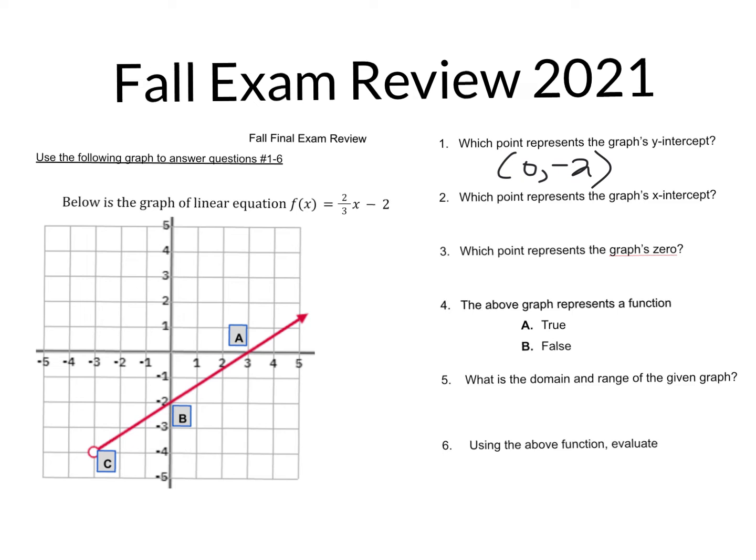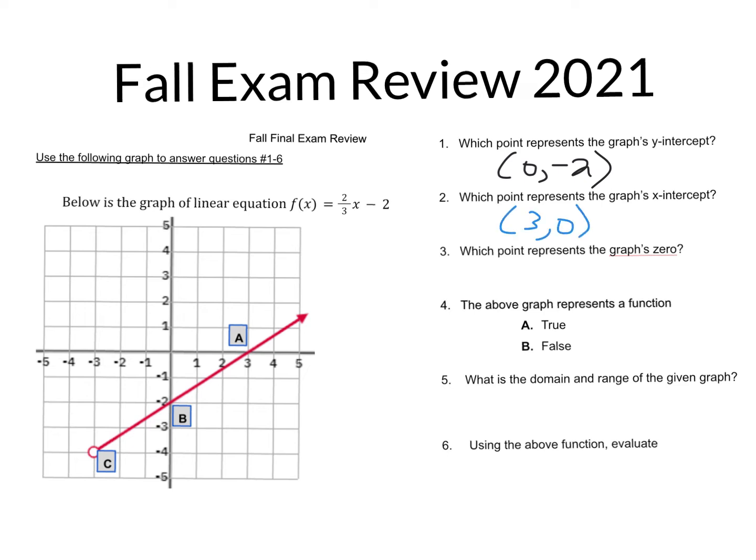All right. Now the next question, which point represents the graph's x-intercept? Well, the x-intercept is where the graph crosses the x-axis. This is the x-axis. You can see it crosses here at 3, 0. This point is actually called (3, 0). So the answer there, again, would be (3, 0).